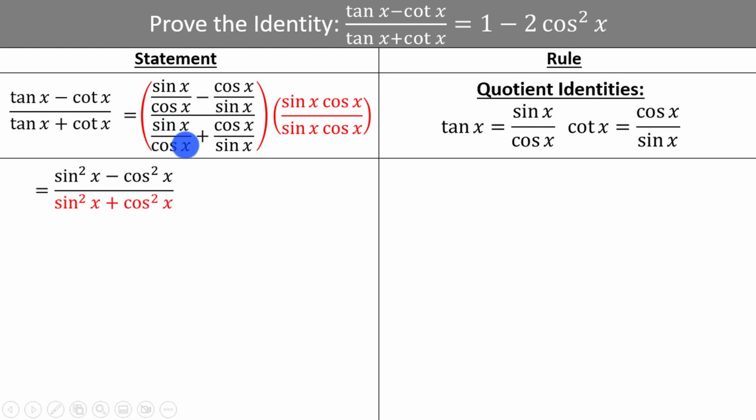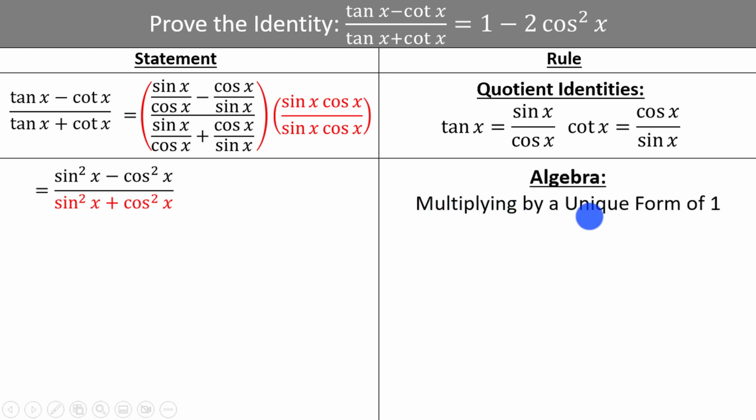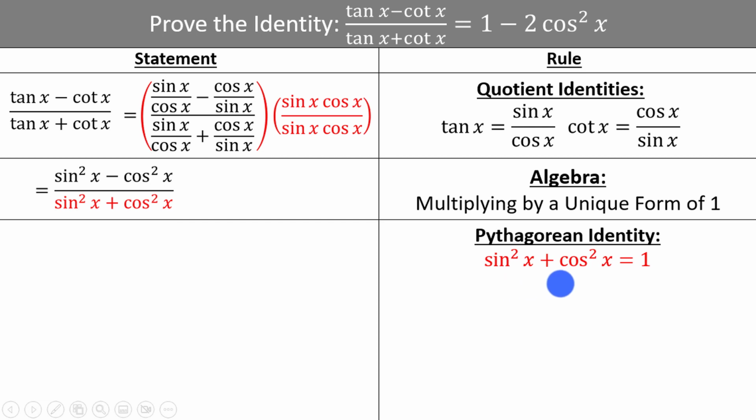For this term down here, we will have sine squared of x and then again the cosines will cancel, so we have just sine squared of x. And for the final term, we will have cosine squared of x and the sines again will cancel, so we just have cosine squared of x. We justify this by algebra, multiplying by a unique form of 1. At this stage, you should recognize the denominator as a Pythagorean identity. Sine squared plus cosine squared is equal to 1. So we have sine squared minus cosine squared divided by 1.